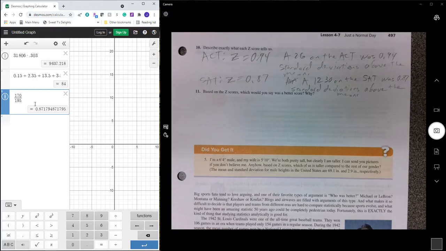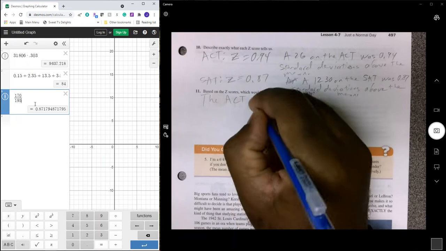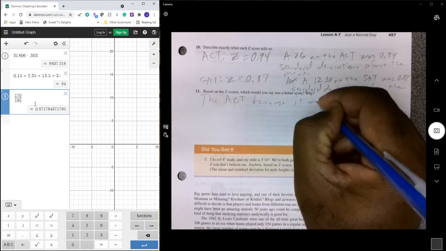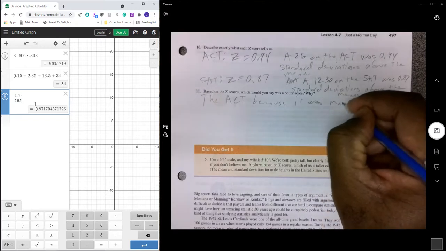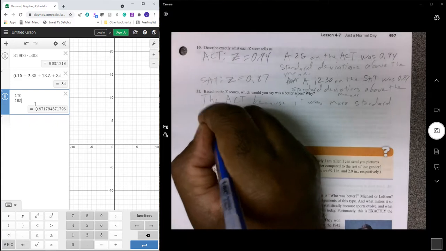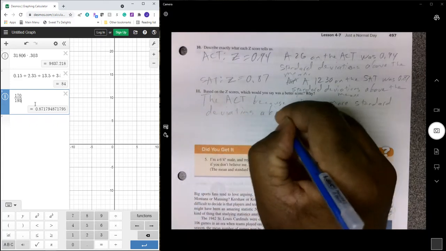Now it says number 14, based on the Z-scores, which would you say was a better score and why? The ACT, because it was more standard deviations above the mean.